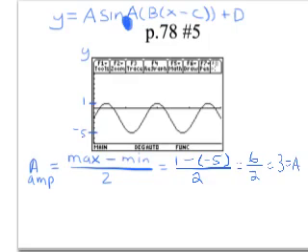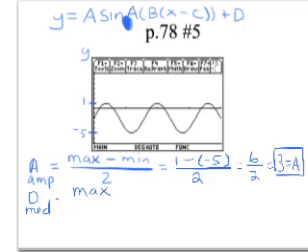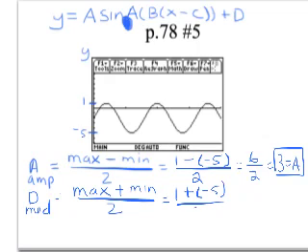So A is 3. And then D is the median, and it's found by doing the max output plus the min output divided by 2. So that would be 1 plus a -5 over 2, which is -2. So A is 3 and D is -2.